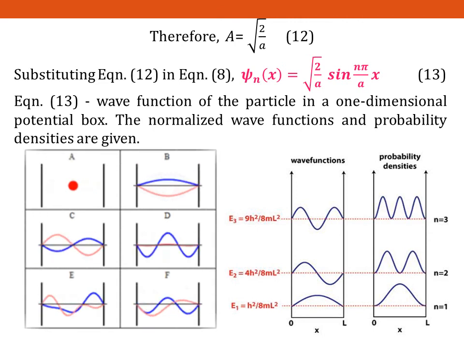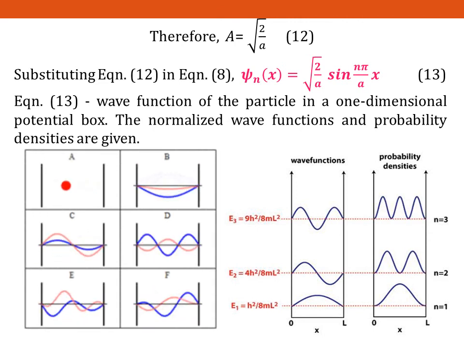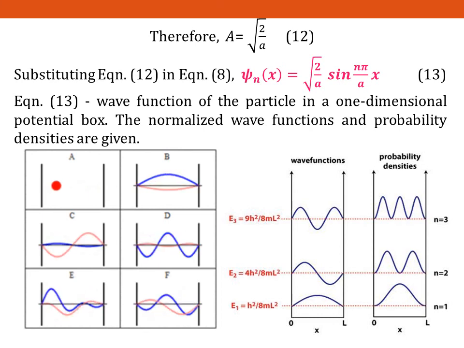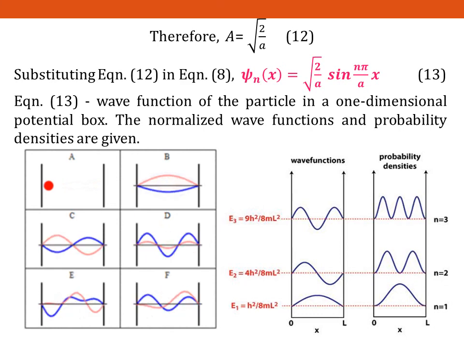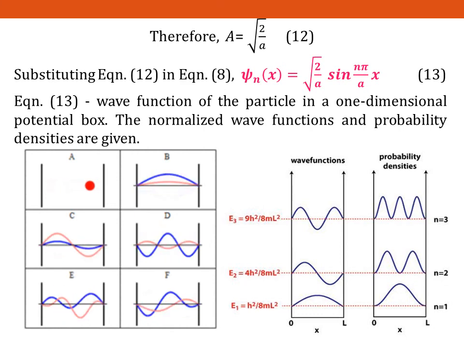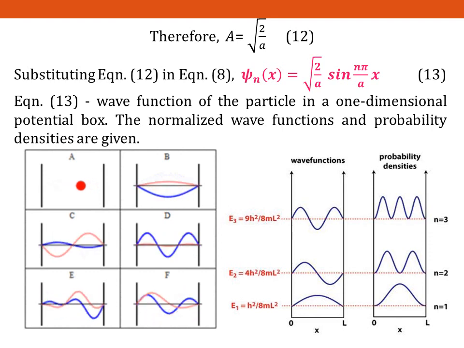We now observe the various wave functions for higher values of n, and we are able to see that there is a variation of the wave function as the particle moves between the two boundaries at x equal to 0 and at x equal to a.